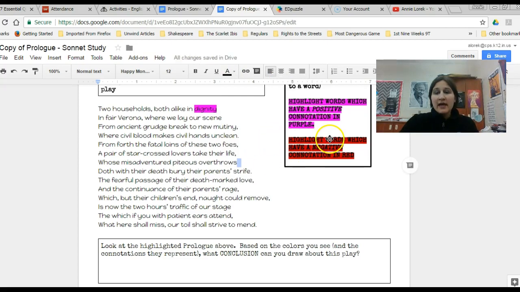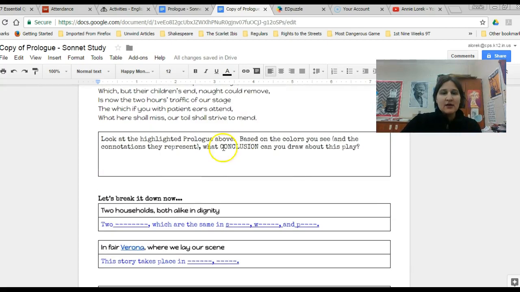Then you're going to find ones that have a negative connotation, and you're going to do those in red. I encourage you to actually look through and find as many as you can on each side. Don't look for an even amount necessarily. Don't say, I'm going to find 3 of each and then I'm going to stop. Really look through and see how many you can find on each side, because when you come down here, it says for you to look at the highlighted prologue. So look at your red and your purples.